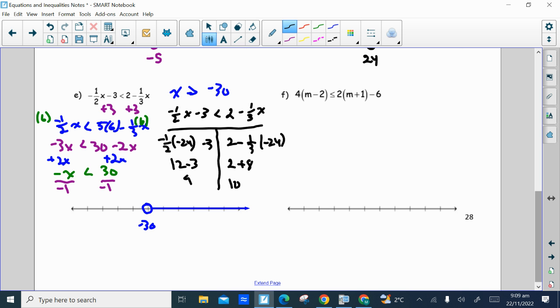Question F. First thing I would do there is multiply out the brackets. I'll get 4m take away 8 less than or equal to 2m plus 2, right? Only the m plus 1 is in brackets, so that's the only part that's multiplied by the 2. And then you have the minus 6 on the end. So finish that off, and then we'll check it, see what you get.